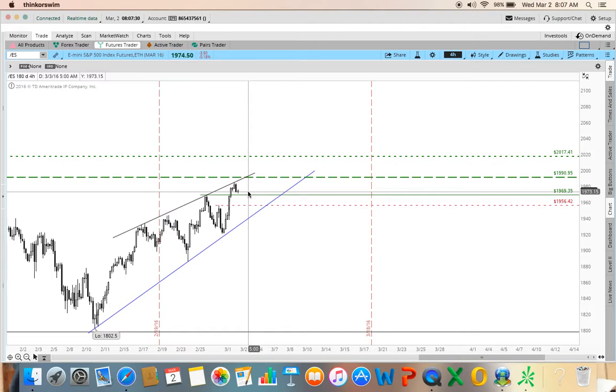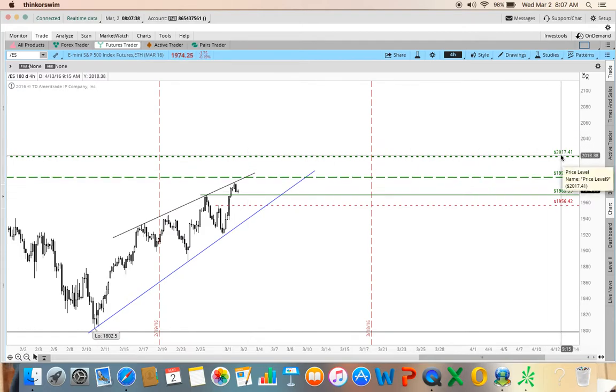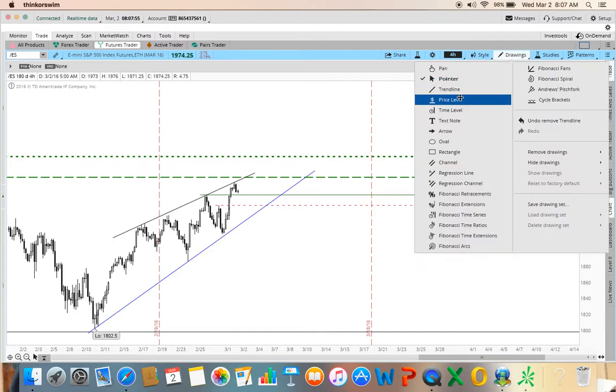Bulls will not give up unless or until we see any resistance. The major resistance is not this 1990, it is 2017, but the major resistance is round numbers as well. It's very difficult to trade around the round numbers. So major resistance is coming at the 2000 level. Let me just have that drawn for you guys as well.